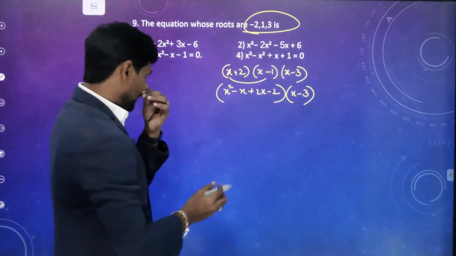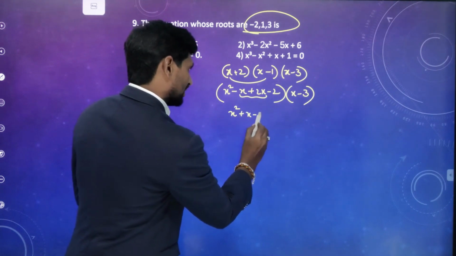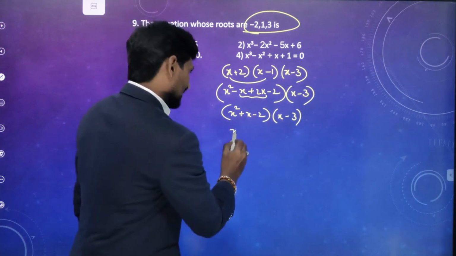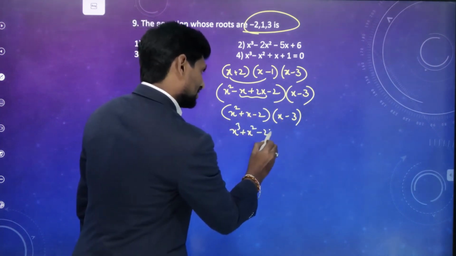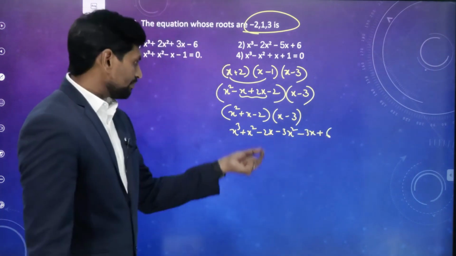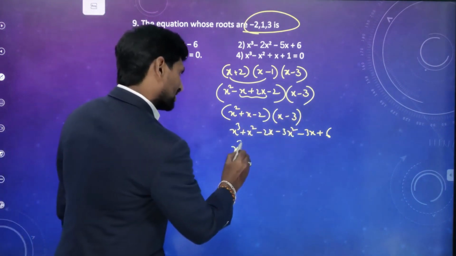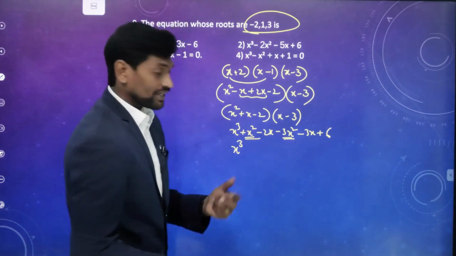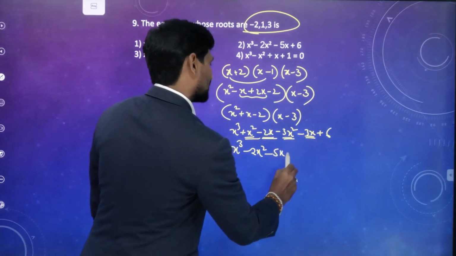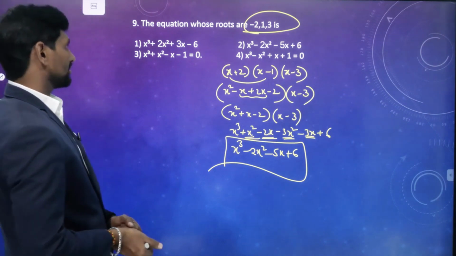Now simply I am multiplying these two. Minus x plus 2x means plus x. So x square plus x minus 2 will remain. Now multiply with x minus 3. So x cube plus x square minus 2x minus 3x square minus 3x plus 6. So I multiply these 3 terms with x as well as minus 3. Now identify the like terms here. X cube, x square to minus 3x square becomes minus 2x square, and minus 2x minus 3x becomes minus 5x, only constant term single. X cube minus 2x square minus 5x plus 6.